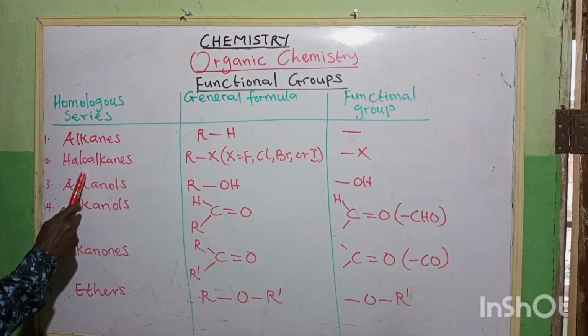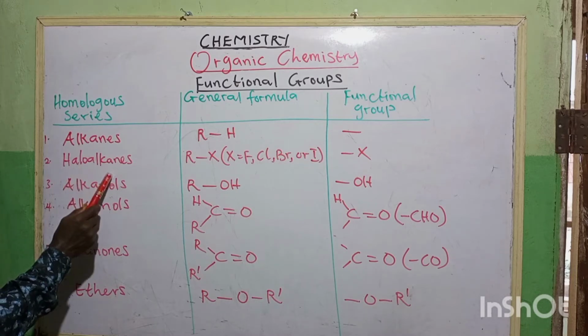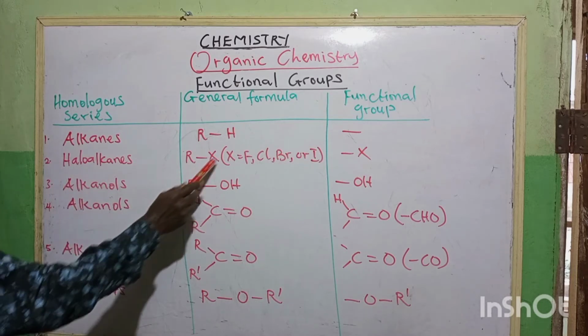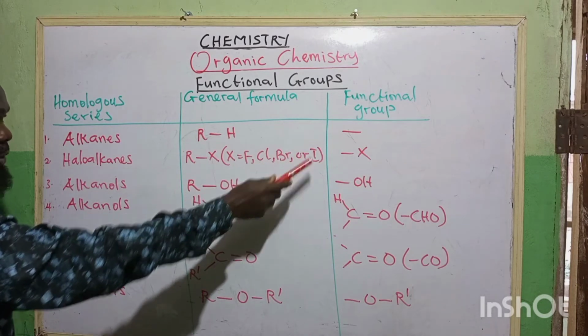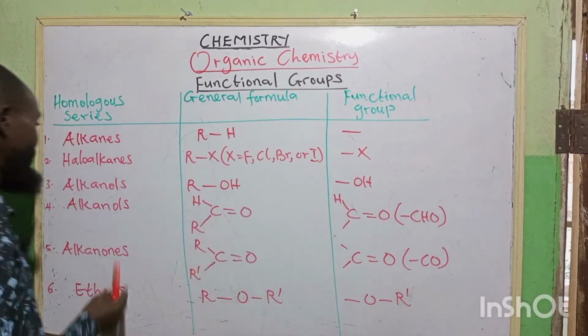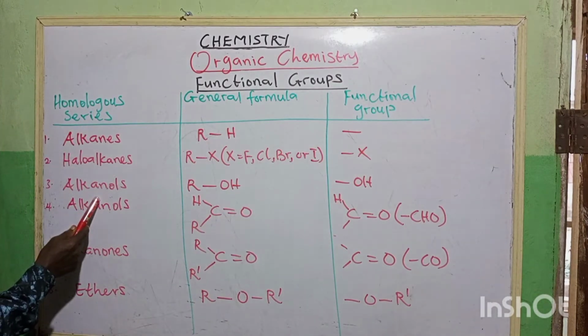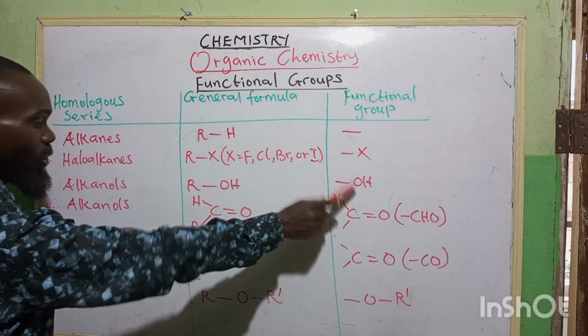Two, haloalkanes. The word halo means halogens. That is RX, where X is a halogen: fluorine, chlorine, bromine or iodine. And the functional group is the halogen that is there. Then three, alkanols with ROH, and the functional group is OH.